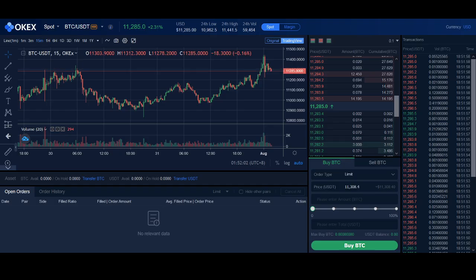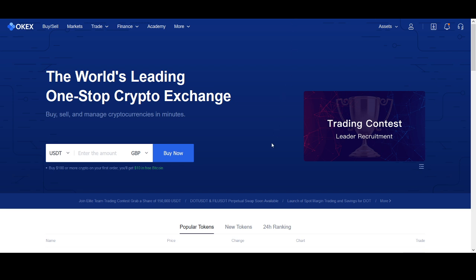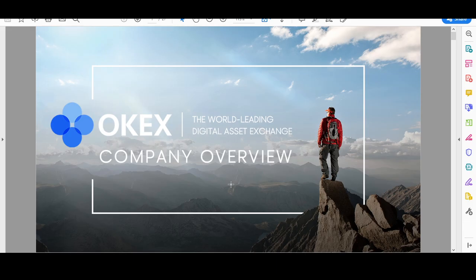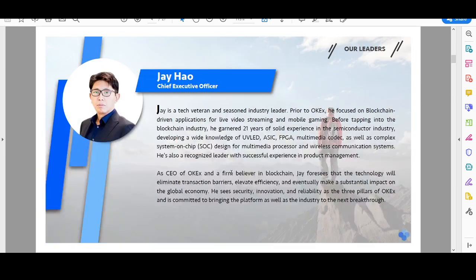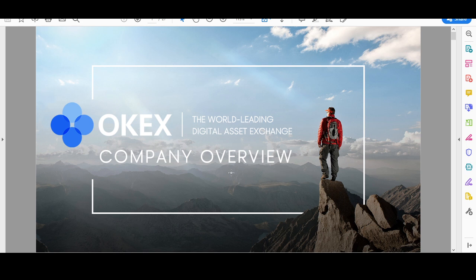Before we start looking at the exchange and how to use OKex, I've created an extra account to show you the interface and how to use it. But I wanted to share with you a bit more about the company first. OKex exchange, I'm sure you've heard about it. It's probably one of the biggest cryptocurrency exchanges out there.